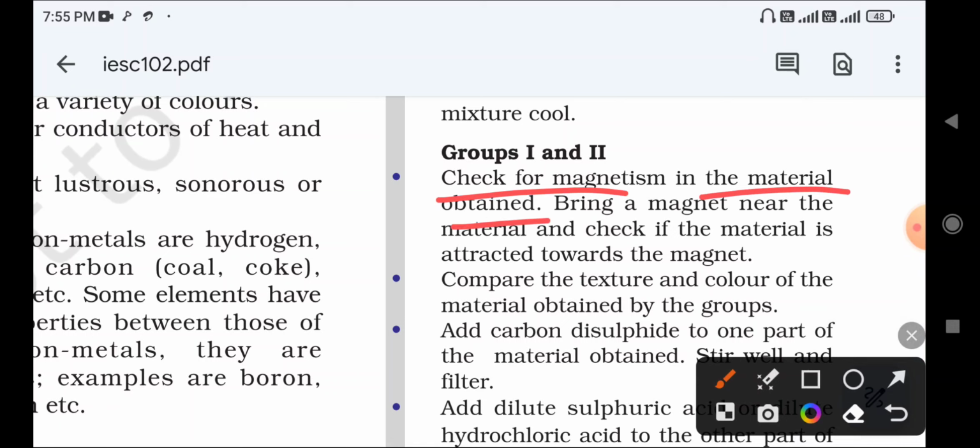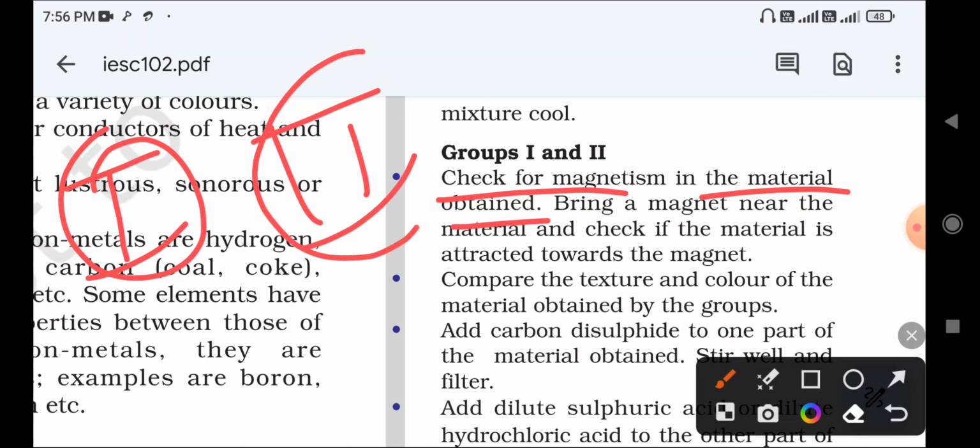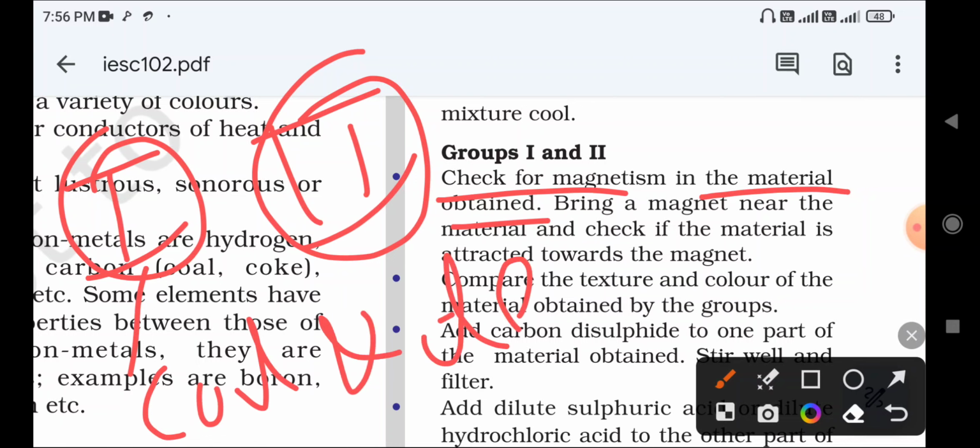After group 1 and group 2 obtain the product after crushing plus heating, check whether that material can attract a magnet, that is, whether it has the magnetism property. How to check? Both group 1 as well as group 2. Then, for the products obtained in group 1 and group 2, you have to check the color and texture.